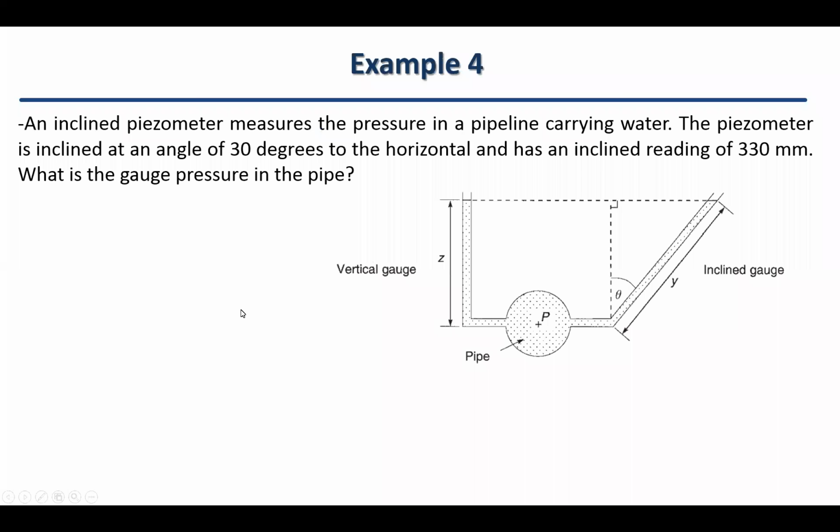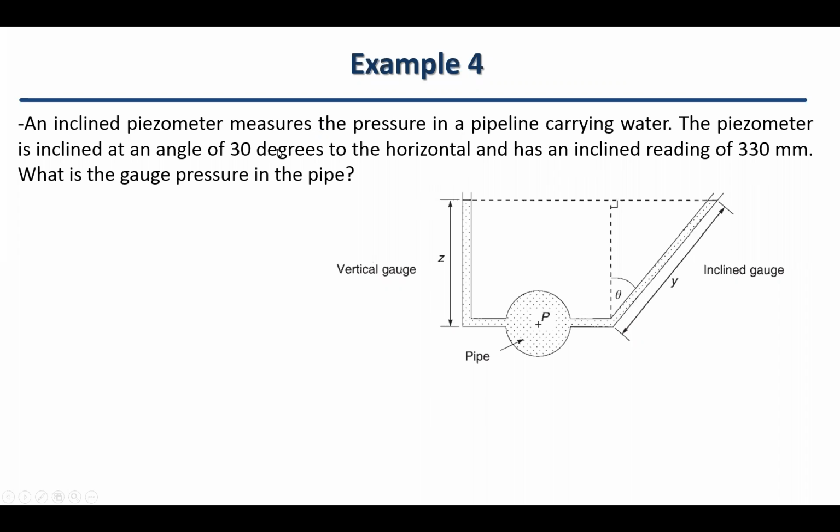Let's look at one example here. We have an inclined piezometer measuring the pressure in a pipeline that carries water. The piezometer is inclined at an angle of 30 degrees to the horizontal line. Just pay attention to this point. It has an inclined reading of 330 millimeters. So what is the gauge pressure in the pipe?